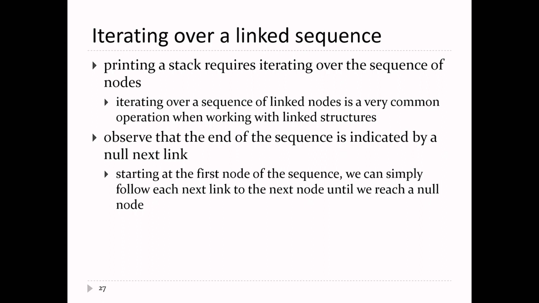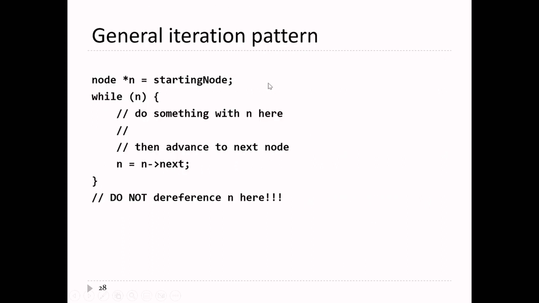So you know how to start the iteration. Furthermore, you know how to stop the iteration. You just look for a null next link. So there's a general pattern for iterating over these linked sequences. Starting at some node, it might be the top node, it might be somewhere else, you just get a pointer to the starting node. And then while that node is not null, so while that pointer is not null, you can do something with n.